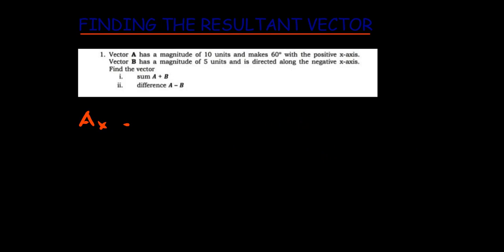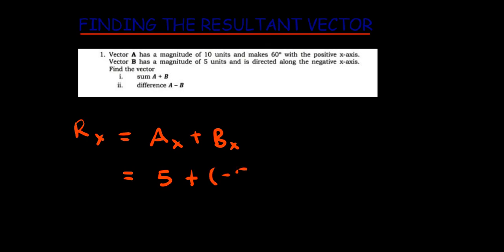Okay, so now how do we then add this? We will say that our resultant in the x component. So we add the component ax plus bx in order to find the sum. So what did we get? For ax we found 5. Then for bx we found negative 5. So we get negative 5 plus 5, and we know that this is going to be 0.